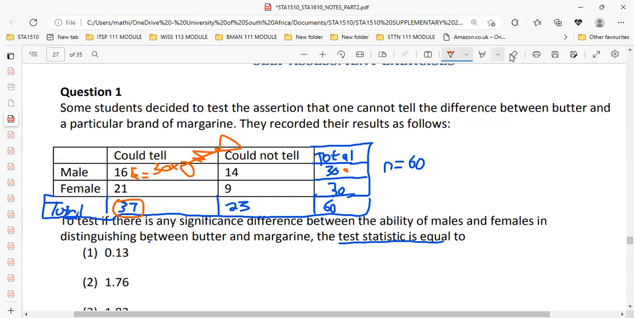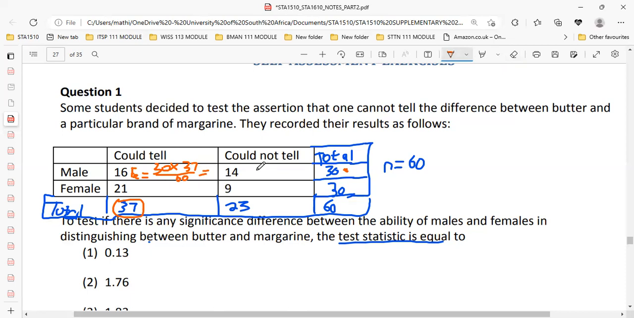Our sample size is equal to 60. So here now we say multiply by 37 because our column total is equal to 37. Then 37 divided by 60. Then you get your answer.